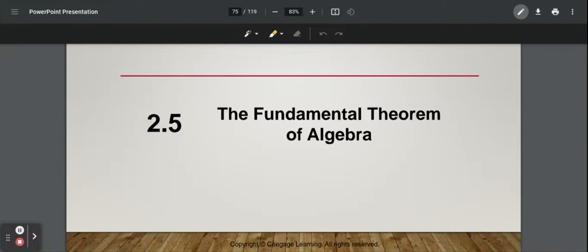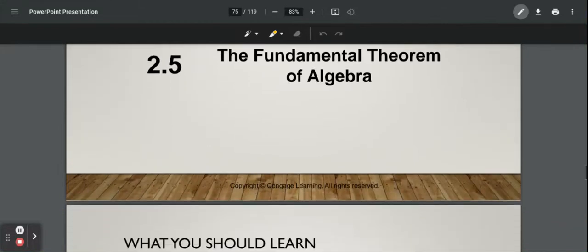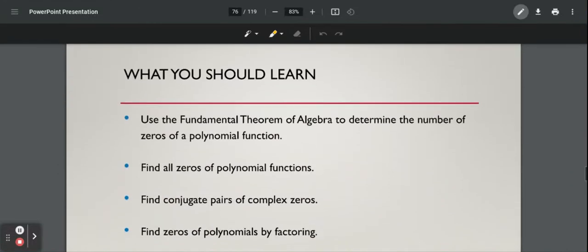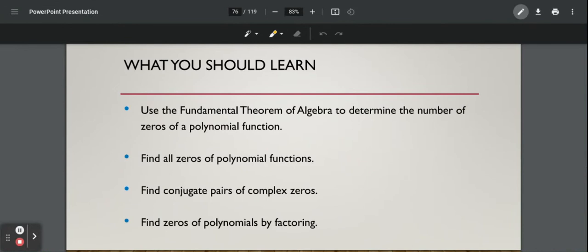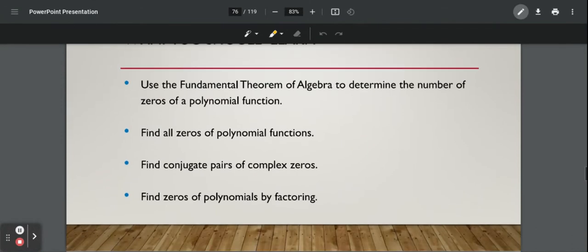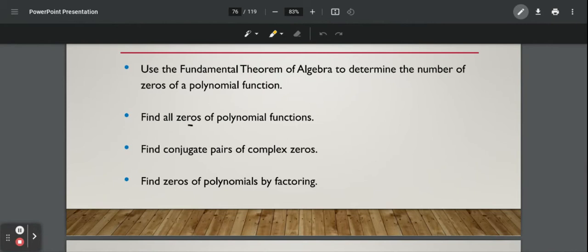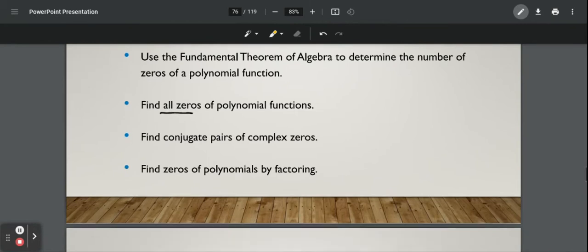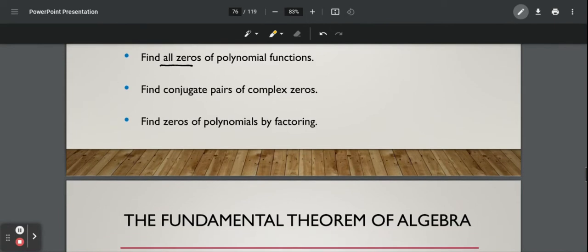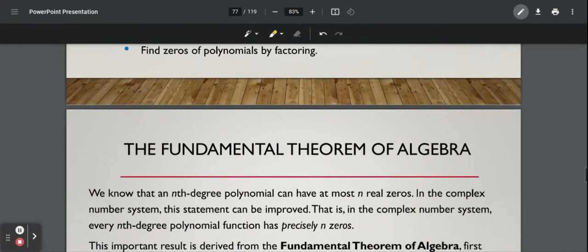In section 2.5, we're going to talk about the fundamental theorem of algebra. Our objectives here are to use the fundamental theorem to determine the number of zeros of a polynomial, find all zeros of a polynomial, so all zeros will include real and imaginary, find conjugate pairs of complex zeros, and then find zeros of polynomials by factoring.